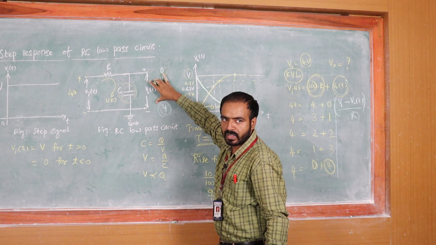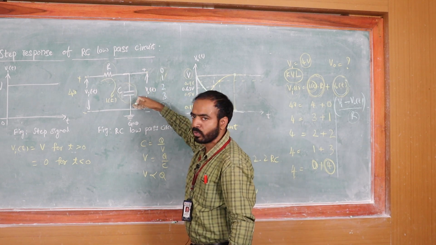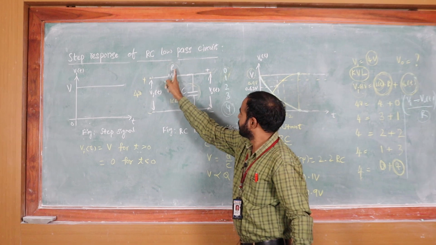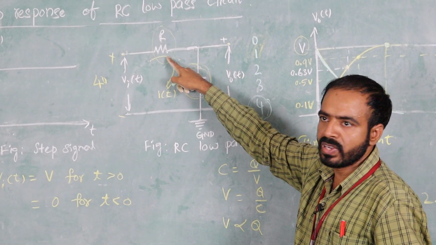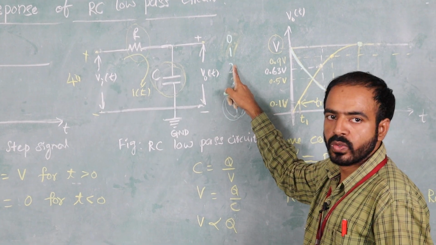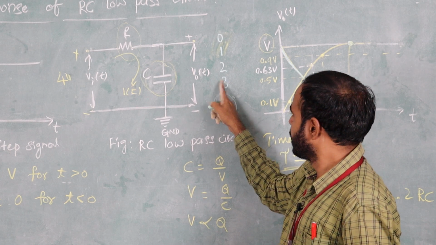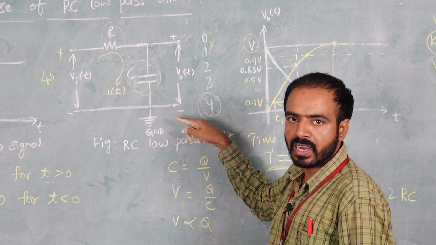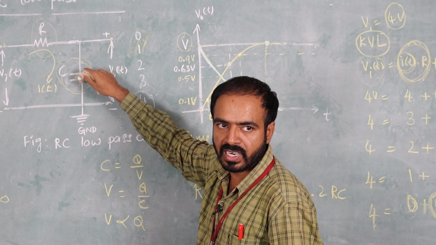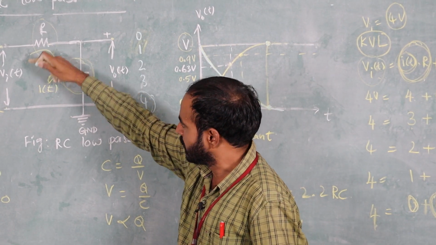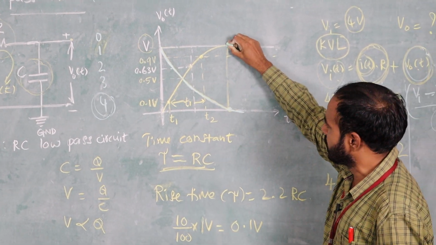Here, the voltage is rising exponentially and the current is decreasing exponentially. This is constant: 4 minus 0 by R, the maximum current we are getting. Then 4 minus 2, so it is reducing, next 4 minus 3, next 4 minus 4 by R. So the current is decreasing. When the voltage across the capacitor is rising, the current is decreasing in this loop. Finally, the current is 0 at this instant.